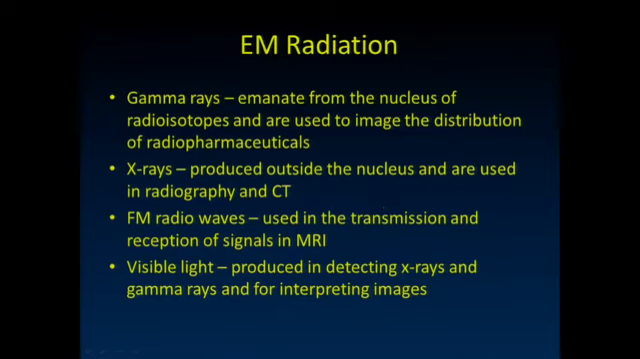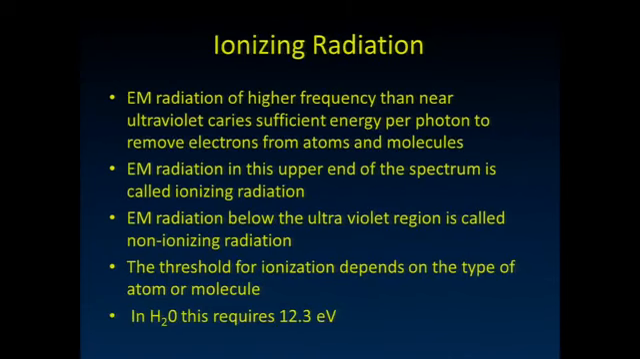The gamma rays are really emanated from the nucleus of radioisotopes, and we use them to make images of the distribution of those radiopharmaceuticals within the patient. So anything that's this electromagnetic phenomenon that's produced from the nucleus, we're going to call a gamma ray. And X-rays are produced outside the nucleus. We're going to talk about how we get those in an X-ray tube, but we use them in radiography and CT. We've already mentioned the radio waves and visible light.